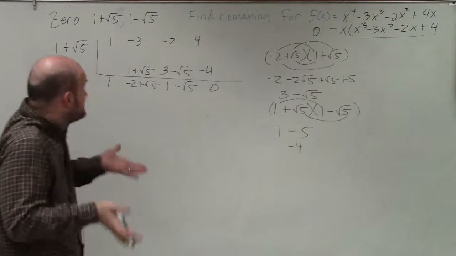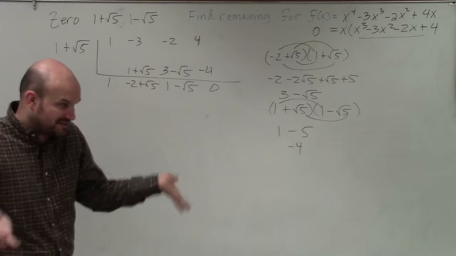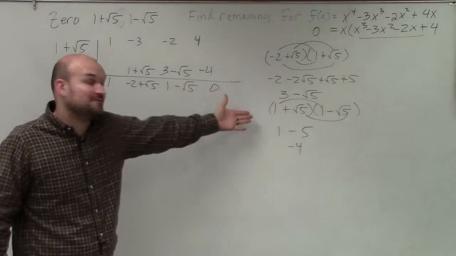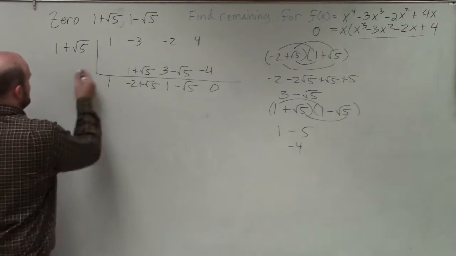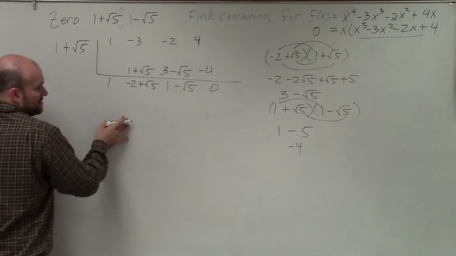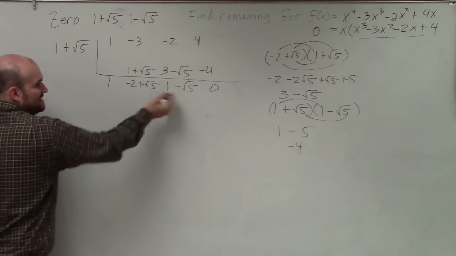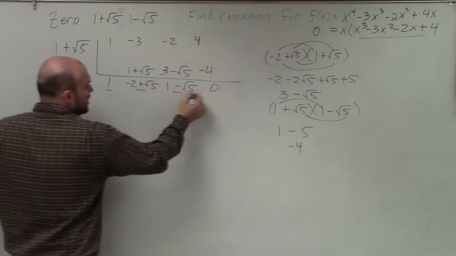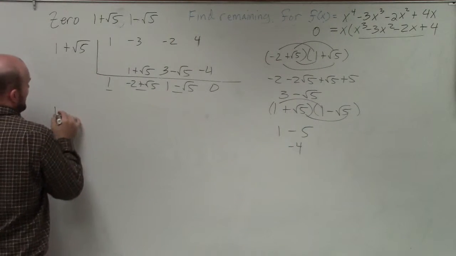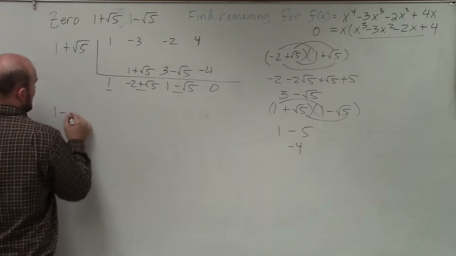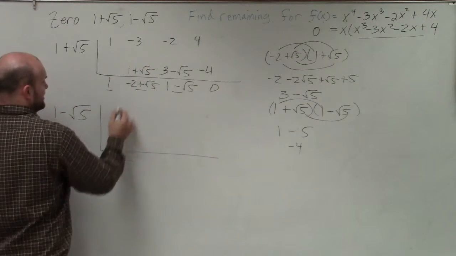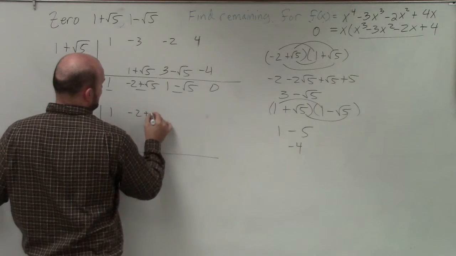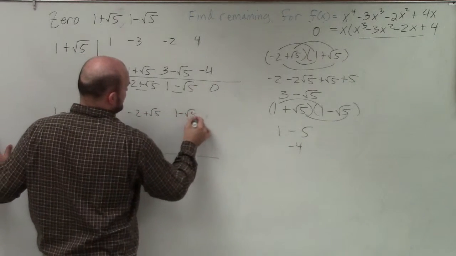So again, this proves that I did my synthetic division correctly. Remember, if you know it's a 0 and you do synthetic division and you get a remainder, you did something wrong. Now I need to further divide this, because the coefficients of my factor are really not going to help me much. So I can further divide this using 1 minus the square root of 5. And again, now take these points: -2 plus the square root of 5, and 1 minus the square root of 5.